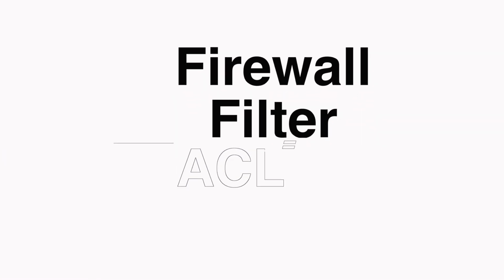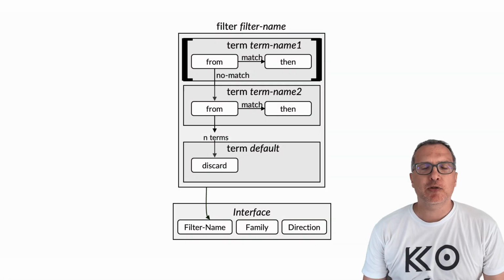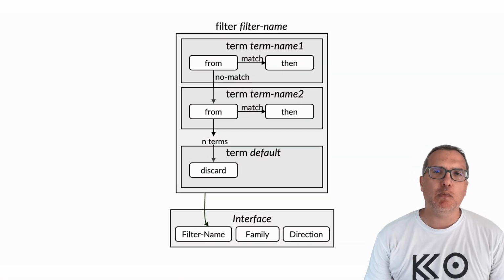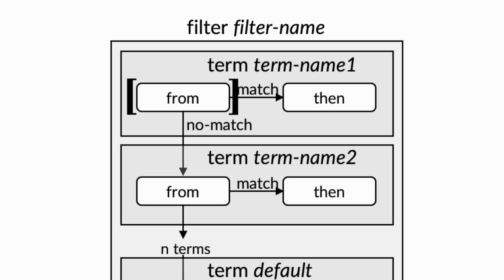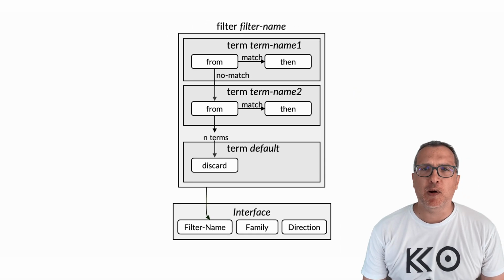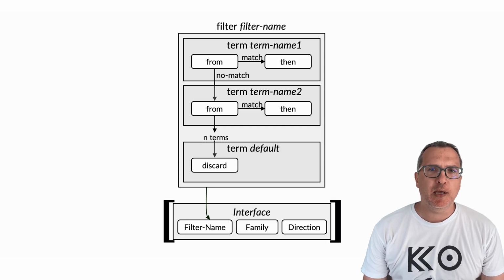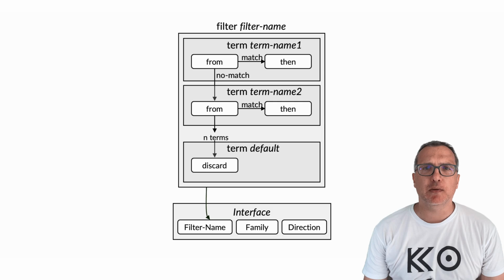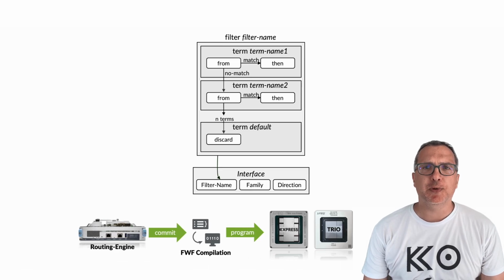Let's start with the basics. A filter, also known as an ACL, is a set of entries or terms that each combine a matching condition under the from statement and a set of actions to execute if the condition is met. The filter is then applied or attached to a specific interface, subinterface, or even a forwarding table in either the ingress or egress direction. In practice, a filter configuration is first optimized, compiled, and only then programmed into the hardware.